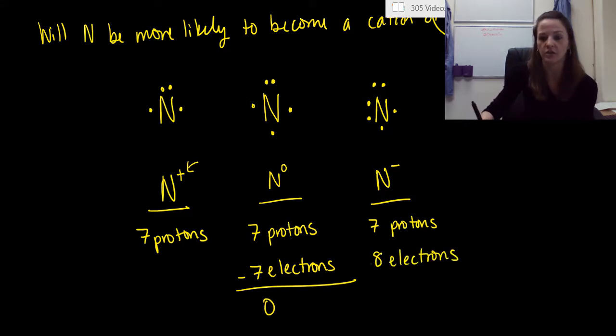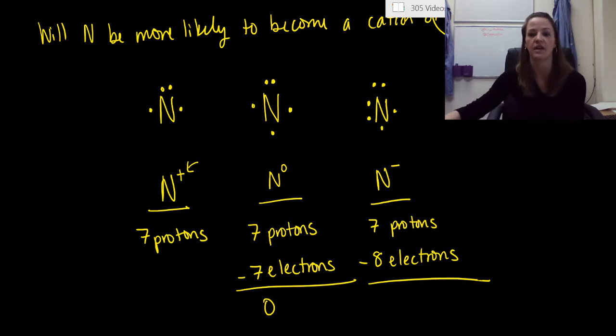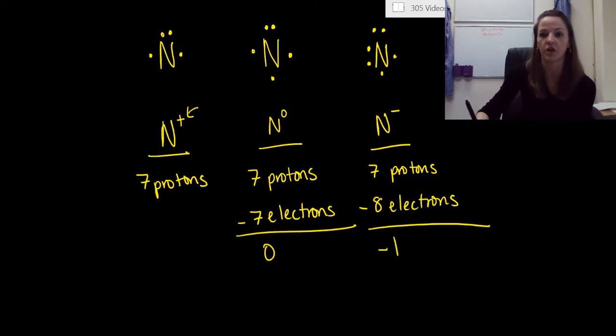And so now if we do a charge or a difference of this, we subtract it out, 7 minus 8 definitely gives us an overall charge of minus 1, right? So all of my protons are canceled out by 7 electrons, and I'm left over with an additional electron hanging around, giving us an overall charge of minus 1.